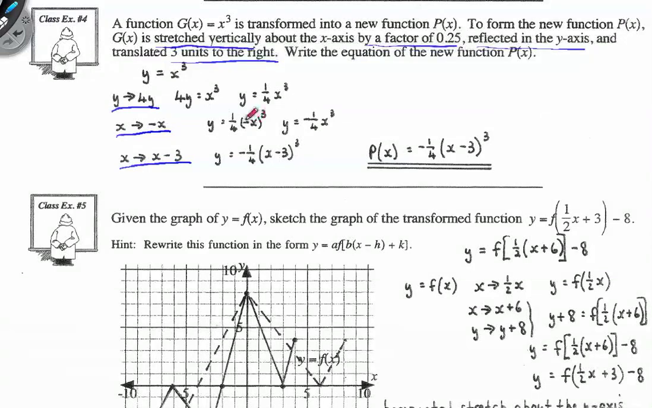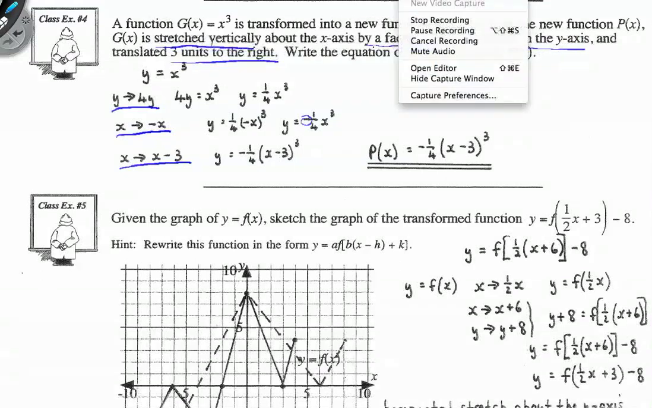What else? We can bring that negative out because cubing a negative still remains negative, and we've done that here. That's a negative right there. And then finally, this x gets replaced by x minus 3. So that would be our final equation for p of x.